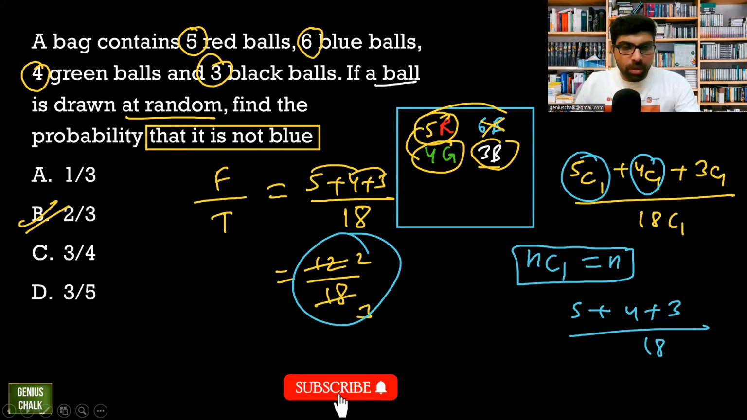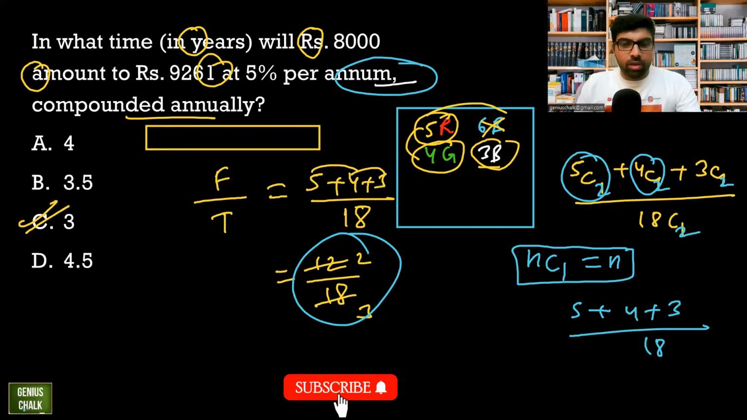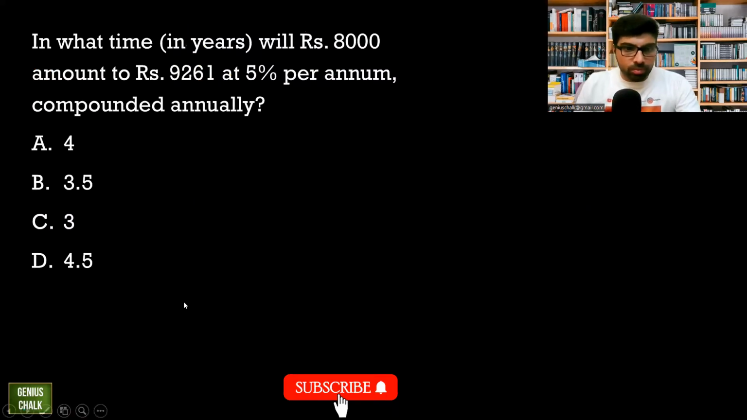So you can apply using combination. This I have told because sometimes they will ask you to find 2 balls. So in that case, it will be 5C2, 4C2, 3C2 by 18C2, right? In that case, this is what you have to take. So this combination also you must know.